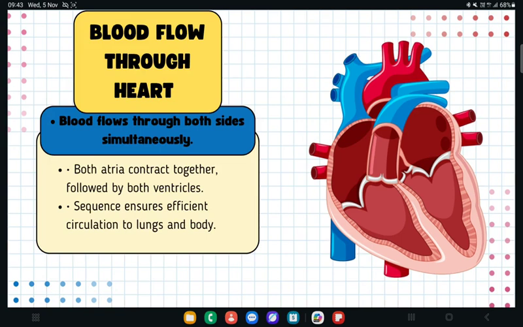Blood flow throughout the heart. Blood flows through both sides of the heart simultaneously, and both atria contract together, followed by both ventricles. This sequence ensures efficient circulation to the lungs and to the body.